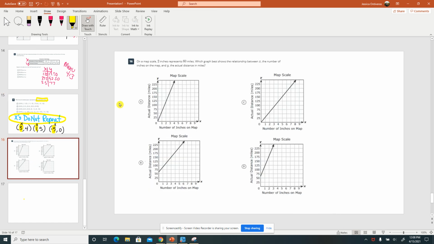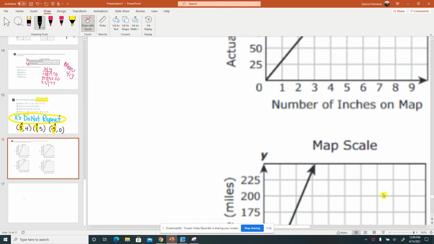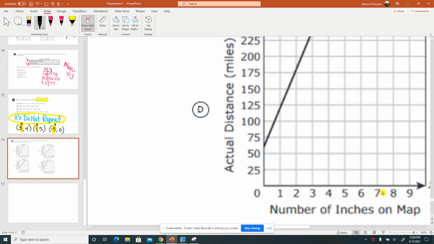For number 16, it's super simple. You have 2 inches representing 60 miles. So you can just do 2 with 60. For example, let me show you. This is the way you would do it. For example, here, 2 inches with 60 miles. So notice that I would hit a point here. It's not even touching the line. So it's not letter D. So you choose the best answer, and that's about it.